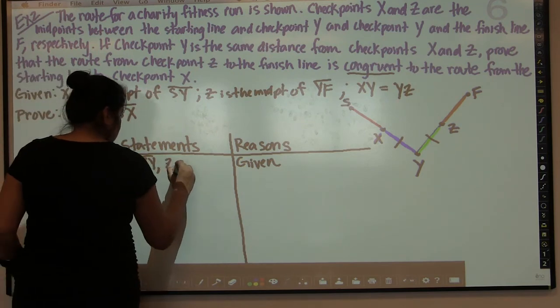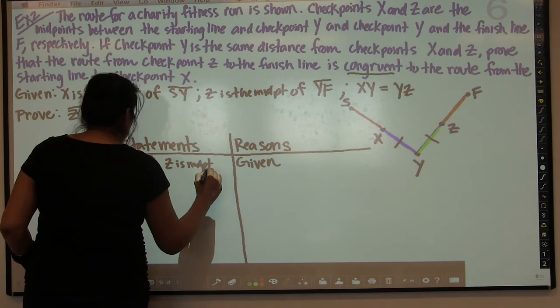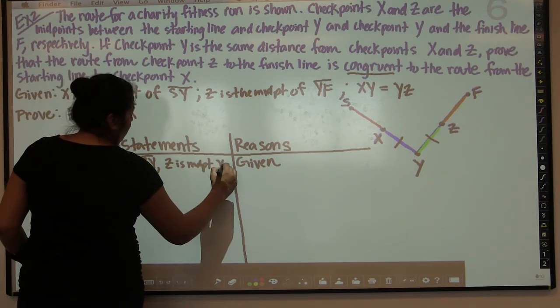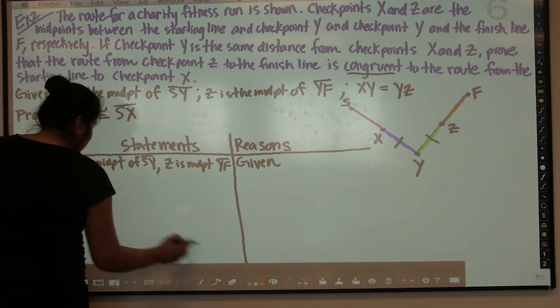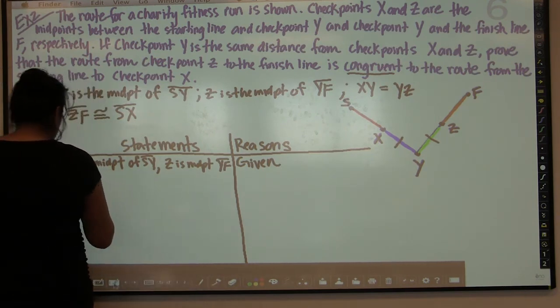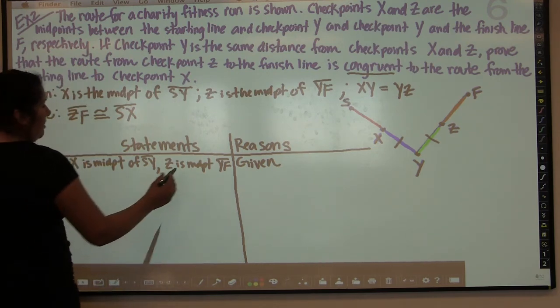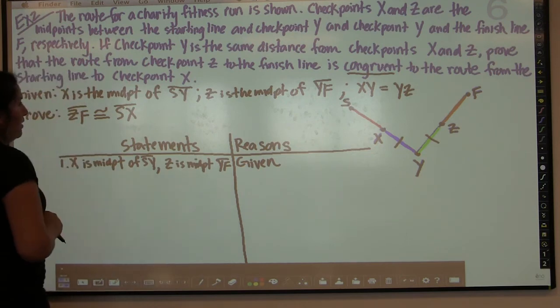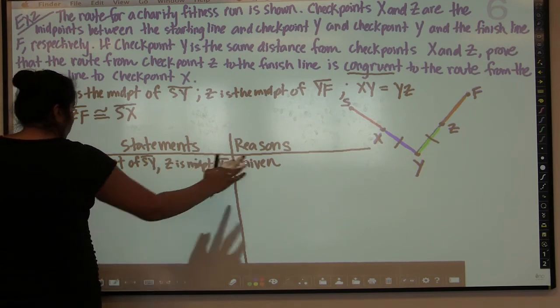Z is the midpoint of YF. I might have to erase a little bit of this and come back and do that again because I'm running out of space. So I have X is the midpoint of SY, Z is the midpoint of YF, and then we also have that XY equals YZ. All that is given.